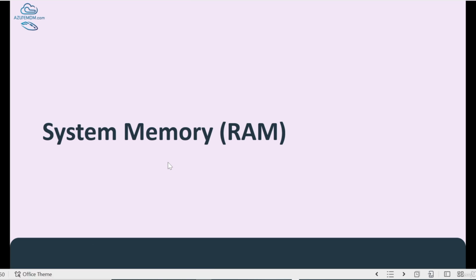So what is RAM? RAM is also known as random access memory. It is your computer's short-term memory where it stores data that's actively being used for quick access. It is fast and temporary. RAM is much faster than a hard drive or SSD, but it only holds data while the computer is on. So the moment you turn off your computer, the data are gone.